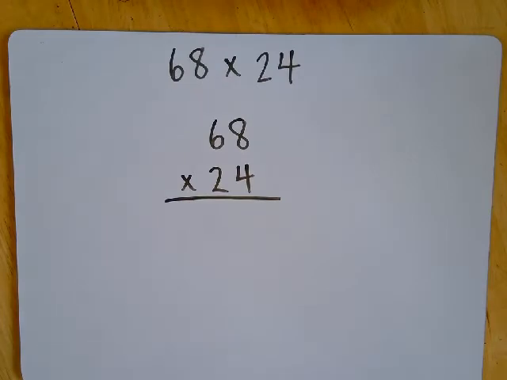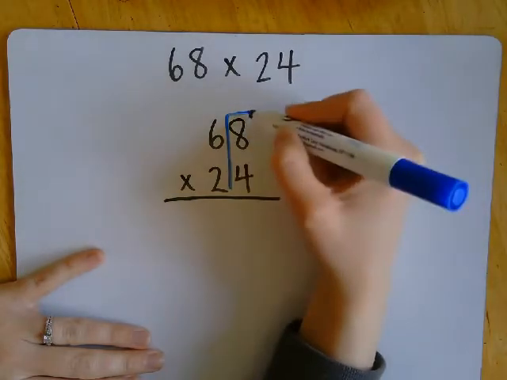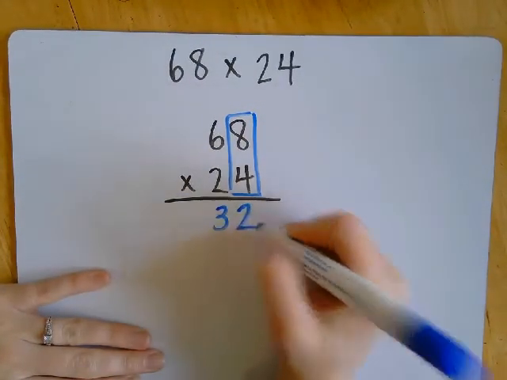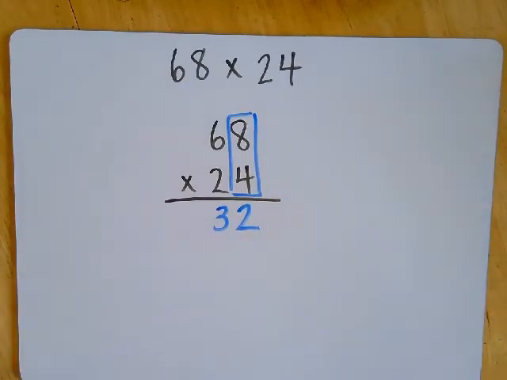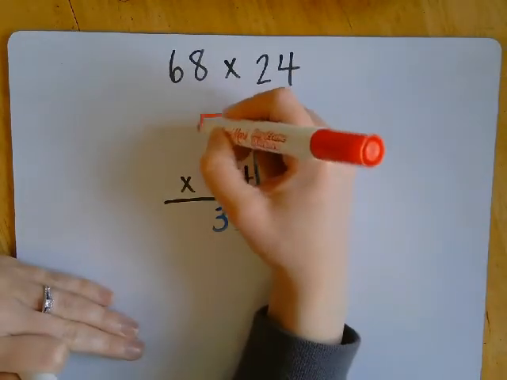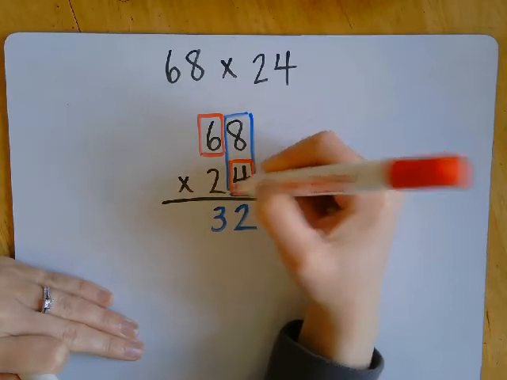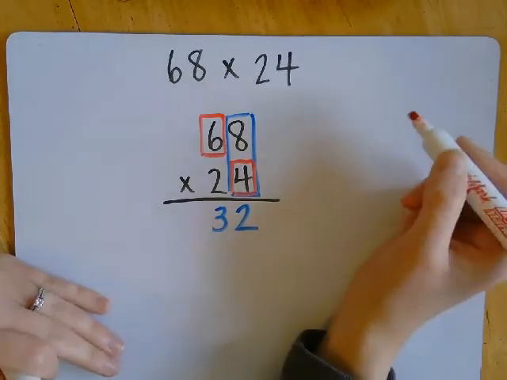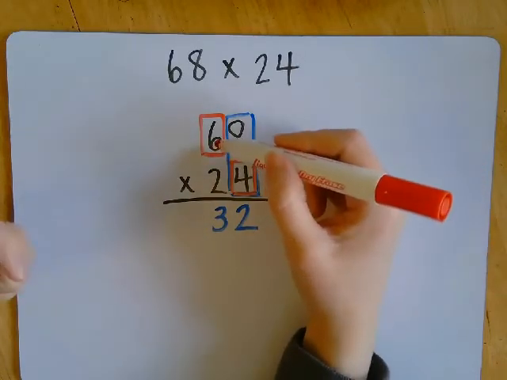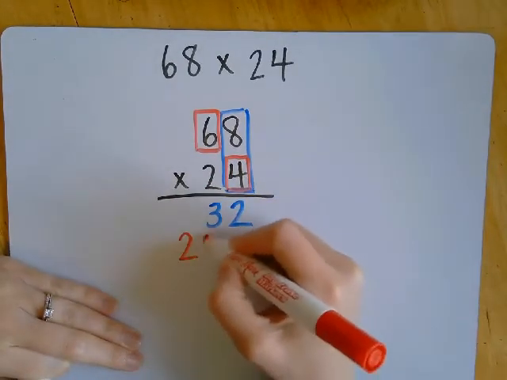All right, I'm going to start in the ones place, so I'm going to multiply 8 times 4. And I know that is 32. Next, I'm going to multiply by the tens place. So 4 times 60. I know 4 times 6 is 24, but because I'm multiplying in the tens place, I need to add a 0 to the end. So that becomes 240.